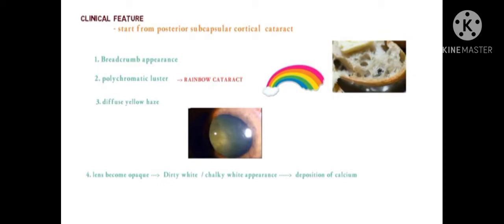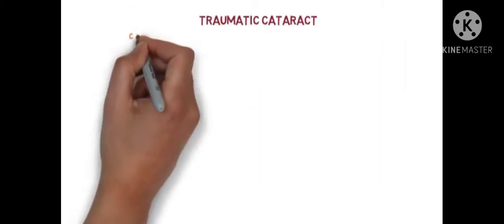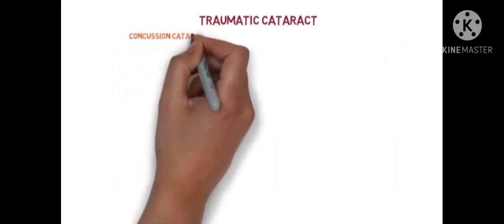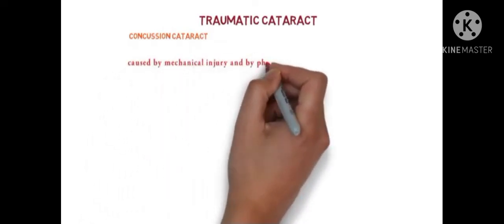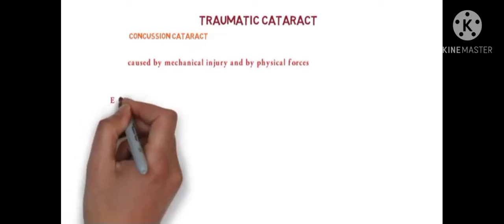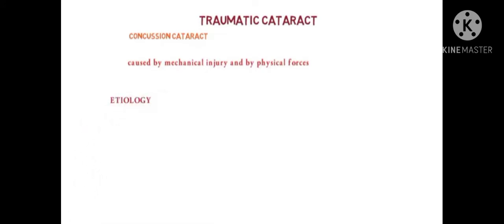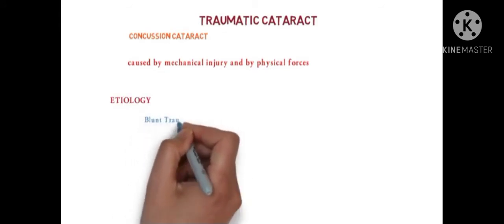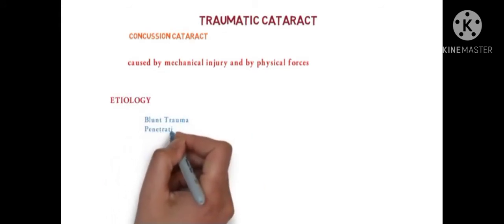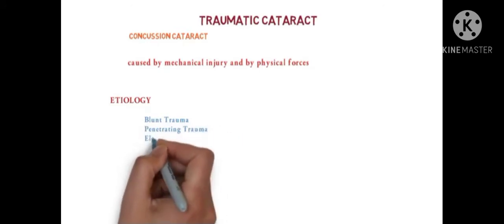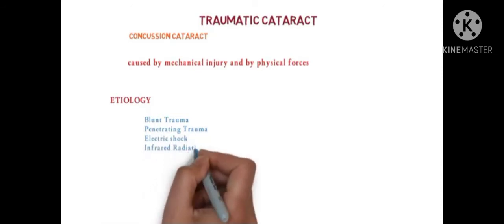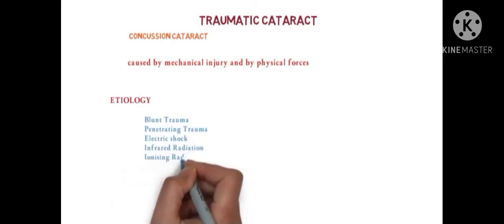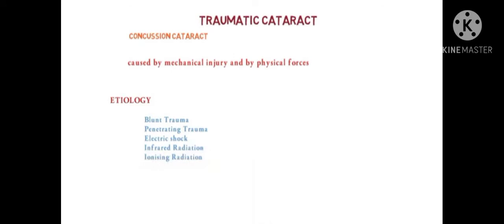Now we are going to start with traumatic cataract. Traumatic cataract is also called concussion cataract. It is caused by mechanical injury and physical forces. So, what is the etiology behind the formation of traumatic cataract? It may be caused due to blunt trauma, penetrating trauma, electrical shock, infrared radiation, or ionizing radiation. So, these are the causes which lead to the formation of traumatic cataract.